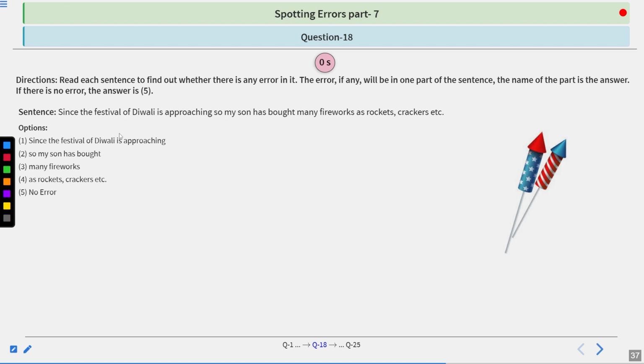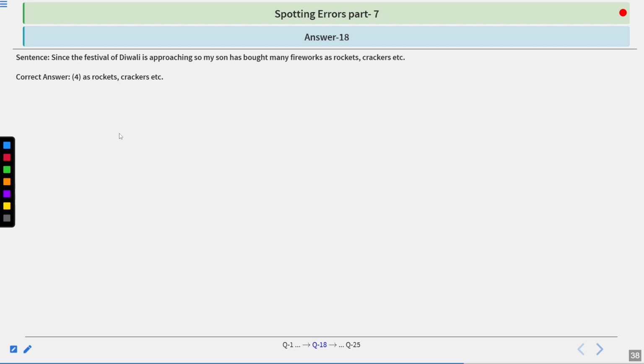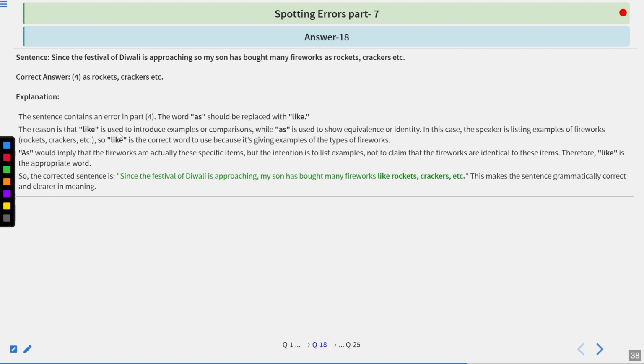I hope you have answered. The correct answer is option number 4, as rockets, crackers, etc. The explanation is the word as should be replaced with like. The reason is that like is used to introduce examples or comparisons, while as is used to show equivalence or identity. In this case, the speaker is listing examples of fireworks, rockets, crackers, etc. So like is the correct word to use because it's giving examples of the types of fireworks.